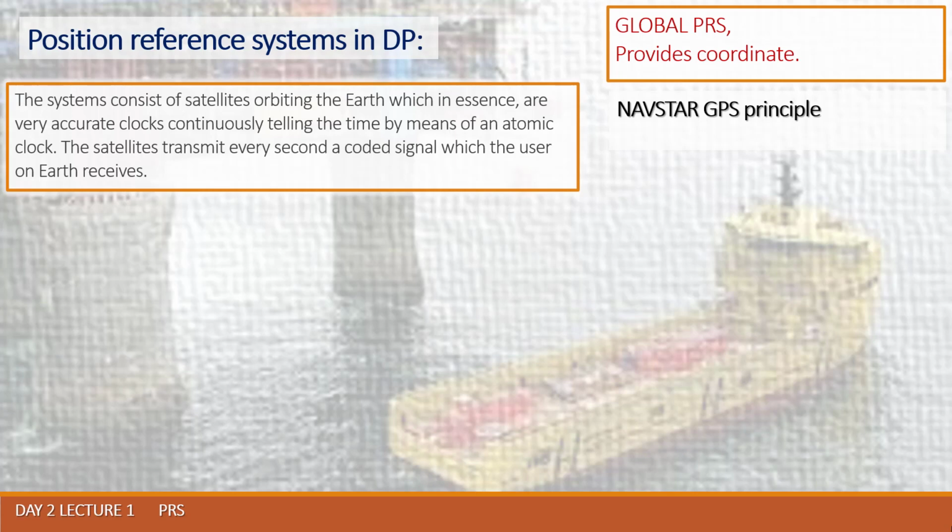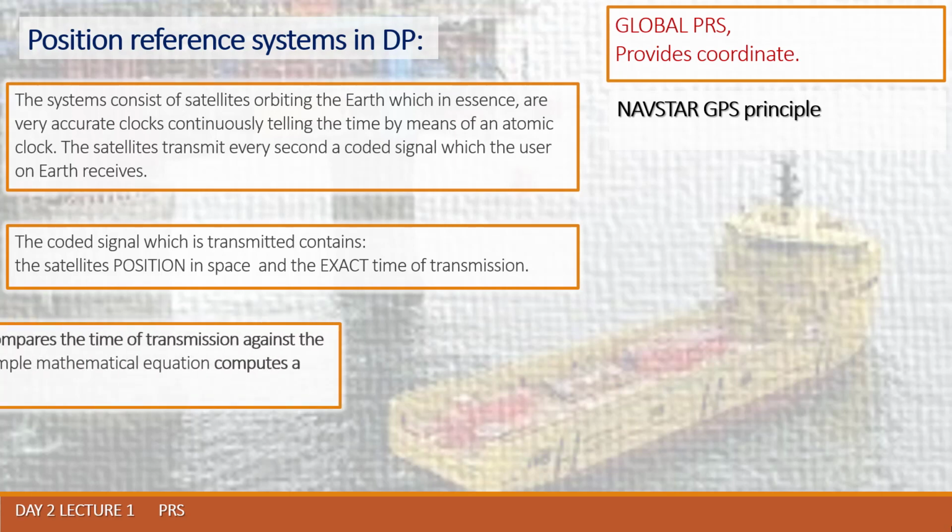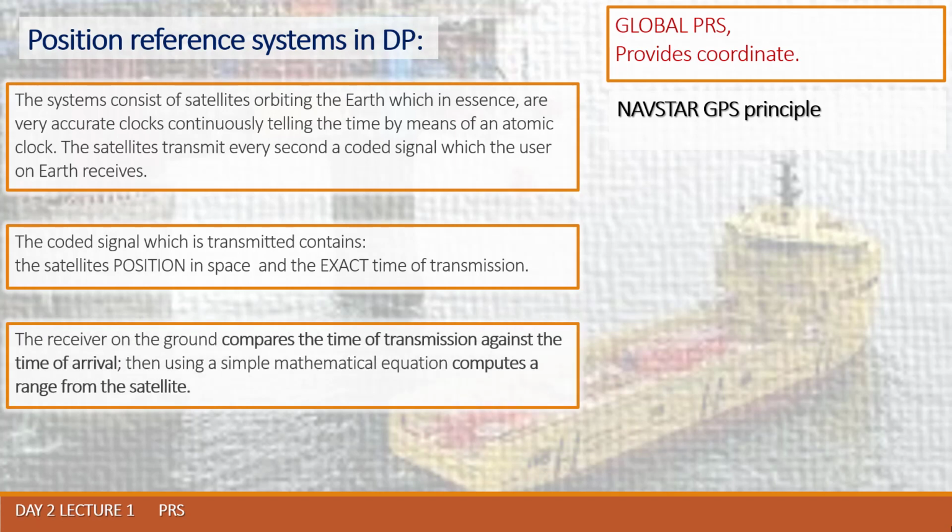The coded signal, which is transmitted, contains the satellite's position in space and the exact time of transmission. The receiver on the ground compares the time of transmission against the time of arrival. Then, using a simple mathematical equation, it computes a range from the satellites. So this is the main idea of satellite-based equipment.